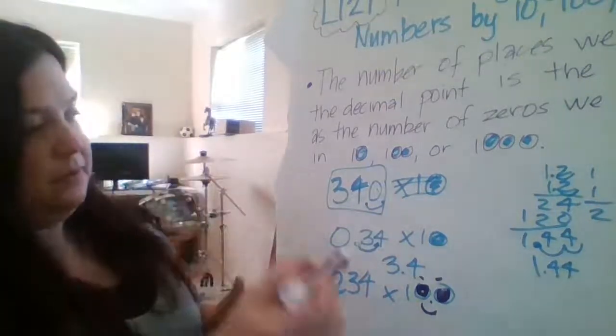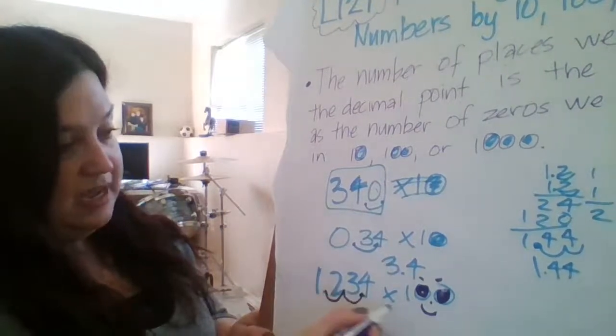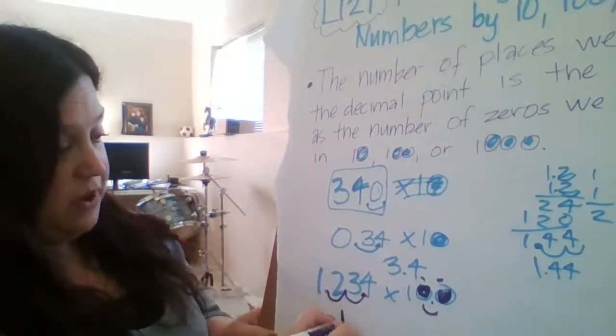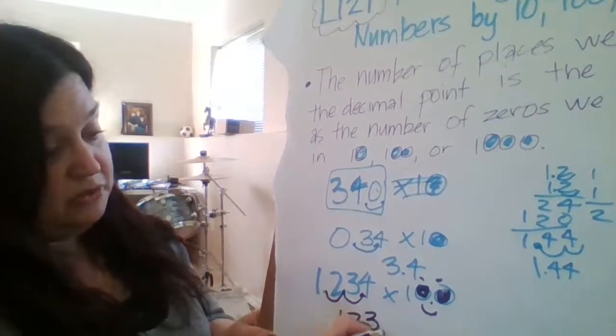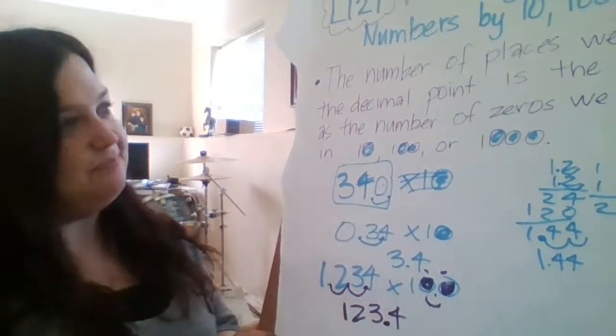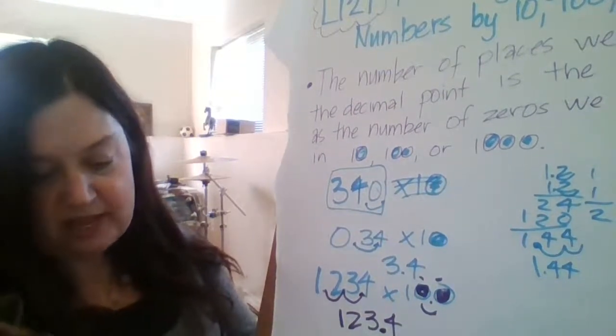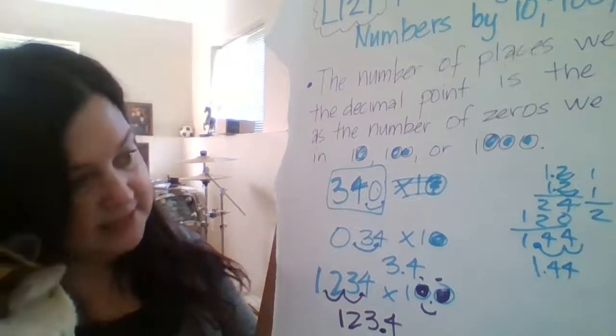Okay, so we're going to shift 2 spaces. 1, 2, because this changes the whole place value. So now we have 123 and 4/10. That's the lesson today, and that's the practice for today. Or no, that's our last example. We can practice more. Does that sound good?